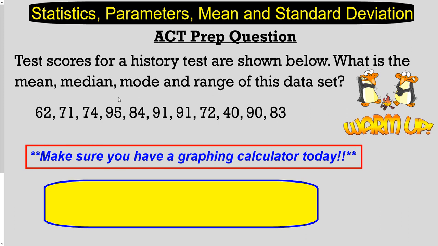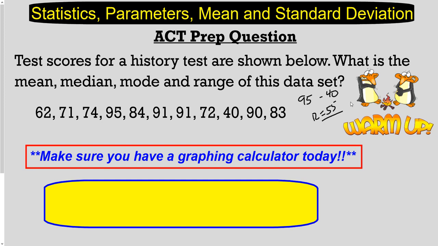Okay, first we have to understand what mean, median, mode, and range are. The range might be the easiest. The range is the largest number minus the smallest number. So if we're looking through this list, the largest number I see is 95. The smallest number I see is 40. So the range should be 55.